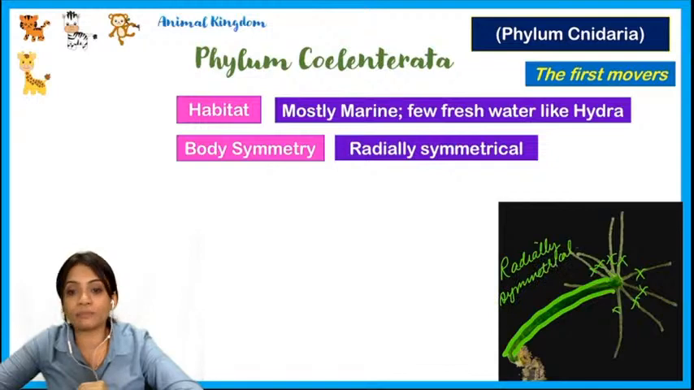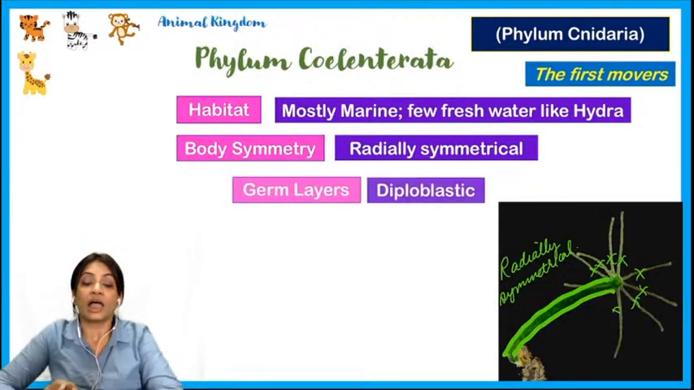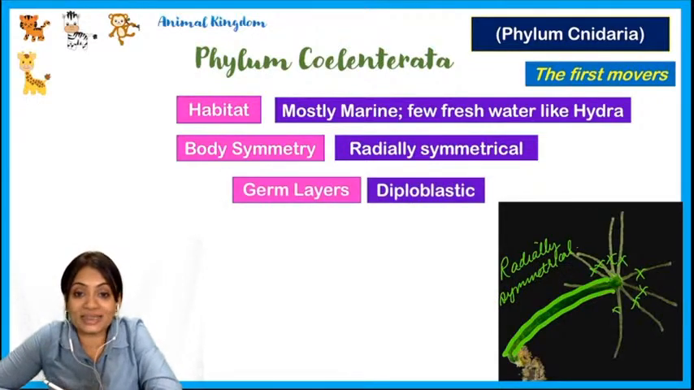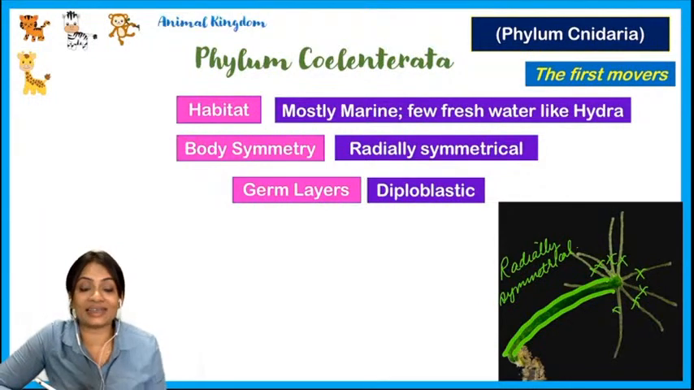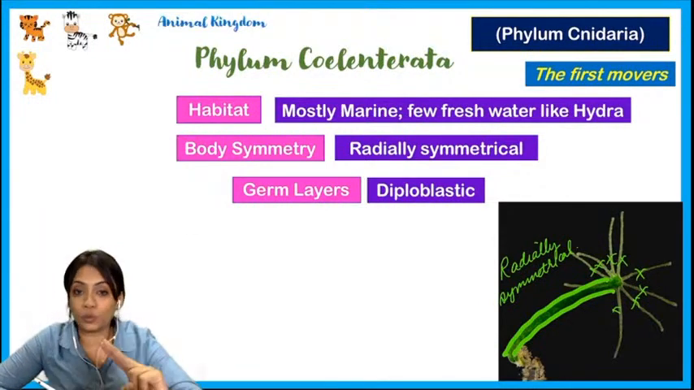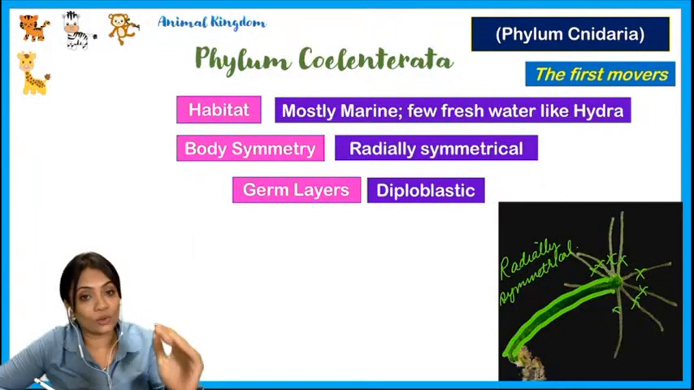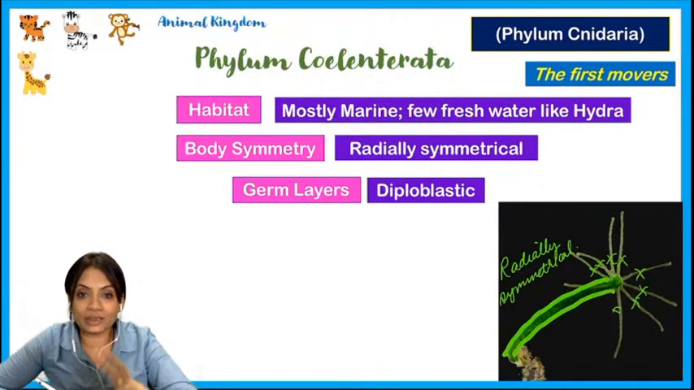Okay, so this is the part that is radially symmetrical. Then germ layers. How many germ layers? It is diploblastic, meaning that it has 2 germ layers. That would be an endoderm and an outer ectoderm. And remember, Phylum Porifera had no germ layers at all.